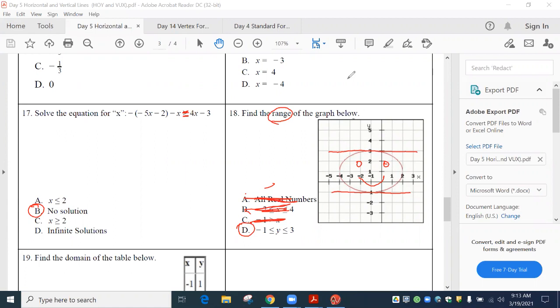So as a good test taker, one of the things that we always do is look at our answers, right? So range has to be Y's. Both of those have X's. They can't have X's. All real numbers, you only get all real numbers when there are arrows, and there are no arrows here. So the only answer that even makes sense is that right there. So that is awesome.